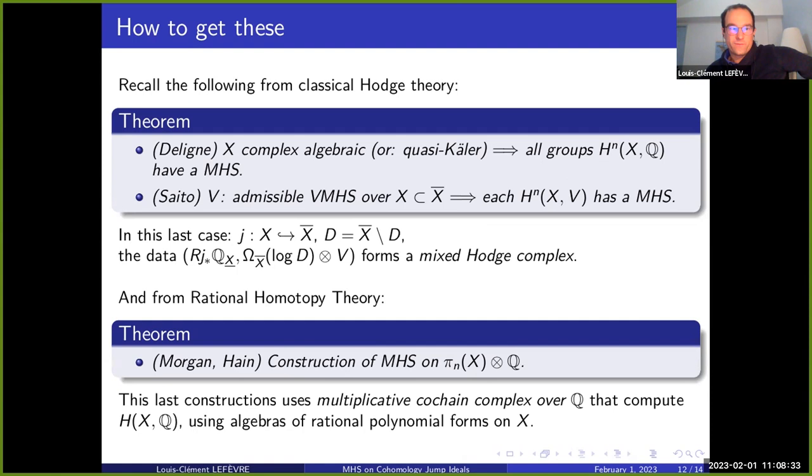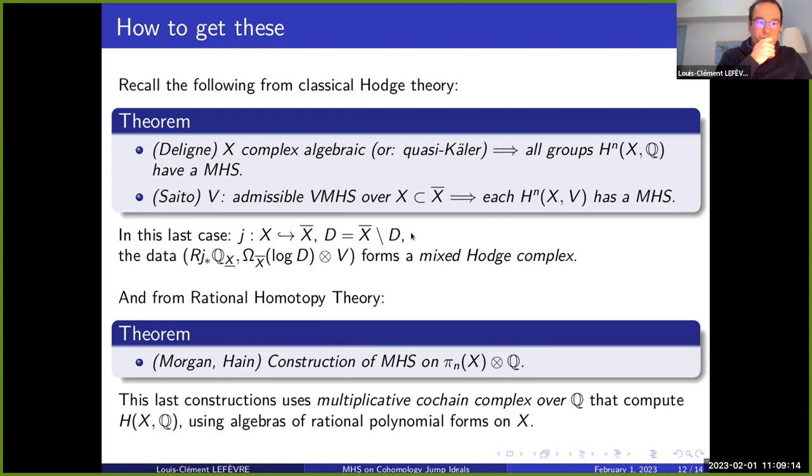And it's the work of Saito, with increasing generalization starting with the work of Zucker, for pure Deligne-Zucker, for pure structures on curves. It shows that if you have an admissible variation of mixed structure over X, where admissible is the right condition, then the cohomology groups with local coefficients also have a mixed structure. In this last case, you embed your variety into the compactification, and D is X bar minus X.